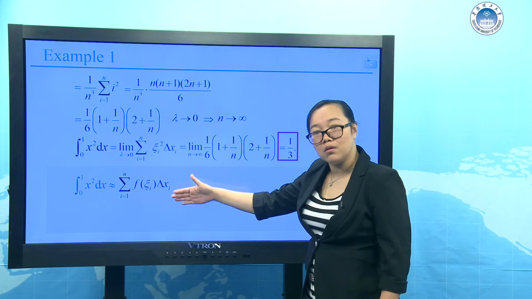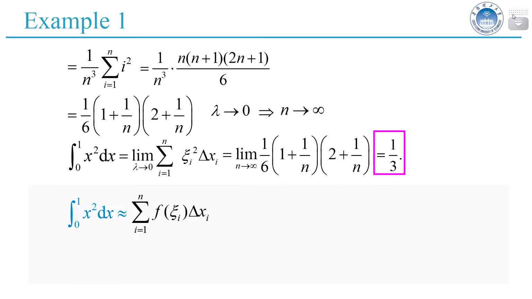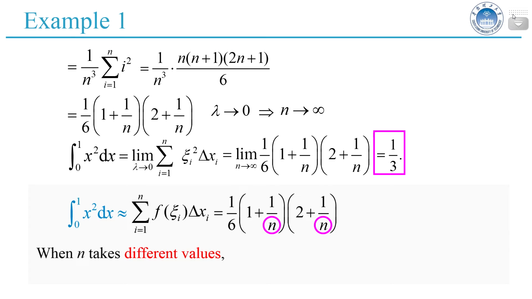The sum means some expression of n. N is changeable, so it is only approximately equal. So how does n change? N tends to positive infinity.